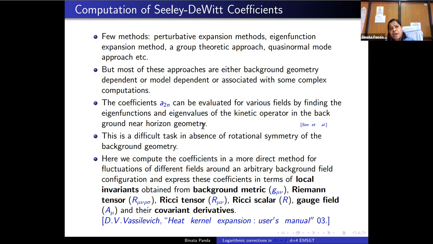If you talk about the Reissner-Nordström black hole, the background near horizon geometry in four dimensions is just AdS2 cross S2. It's simple, so working out the eigenfunctions or eigenvalues will be a bit easier. But if you move to the Kerr black holes, it's AdS2 cross a squashed sphere, so it's a difficult task. In general it is a difficult task if you don't have a rotational symmetry for the particular background, and this eigenfunction method is very difficult to work out.